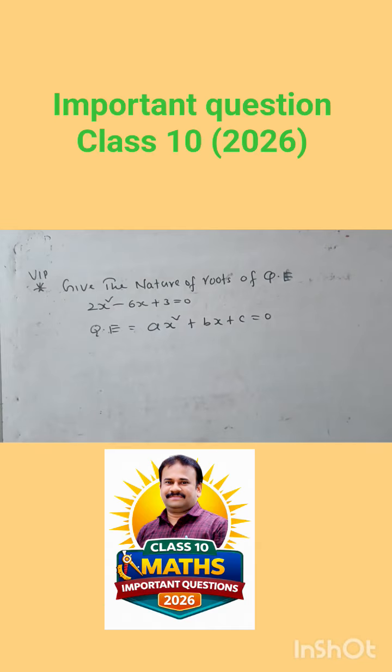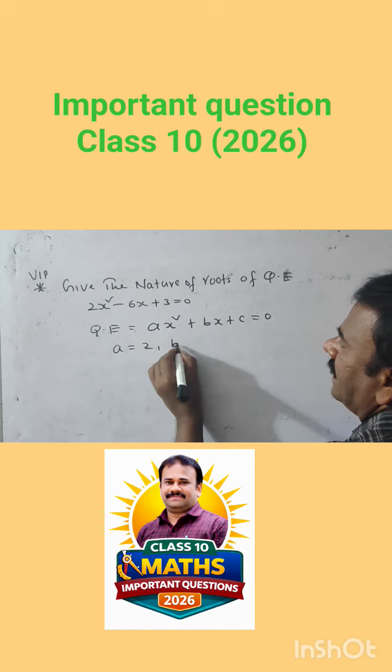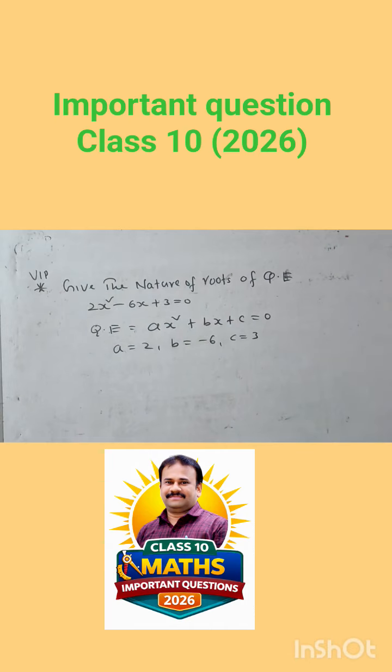Comparing the given equation with the quadratic equation, we get a = 2, b = −6, c = 3. Then you have to find the discriminant.